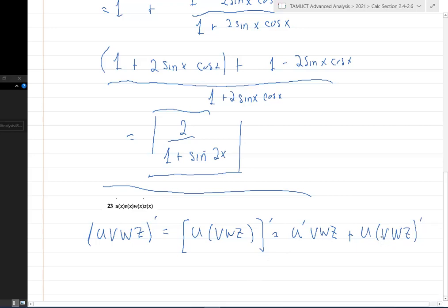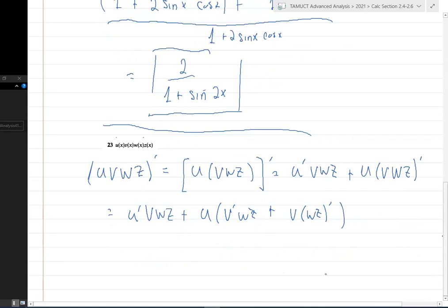So this one is done. This one we still have to do. So this is going to be u prime vwz plus u. Now let me split off the v and leave the wz, right? So that becomes u times, here we get v prime wz plus v wz prime. All right. And you can kind of see where this is going. You just keep on taking this step by step and you get to a nice place.